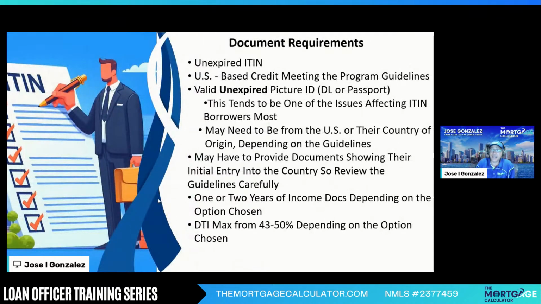So, talking about documents, and I'm going to get into this a little bit on our last slide when I look at a couple sample guidelines, but talking about documents now, right? What are the document requirements? Well, document requirements are an unexpired ITIN. But again, when we look at the guidelines on the last slide, you're going to see the workarounds for that. U.S.-based credit, meeting the program guidelines chosen. I just touched on that.